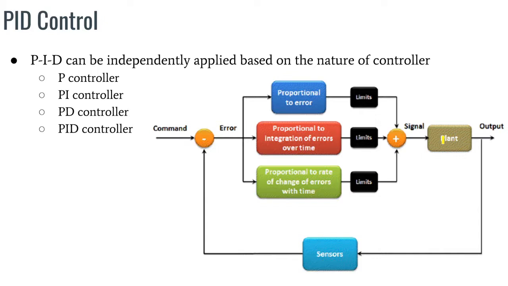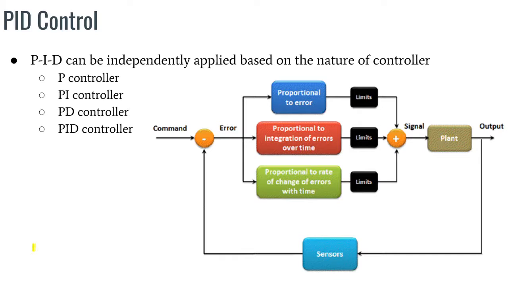Then with PID controls, one of the other things that we can do is combine them. So instead of using only the proportional component, we may use, for example, the proportional and integral components, or the proportional and the derivative components, or all three of them.